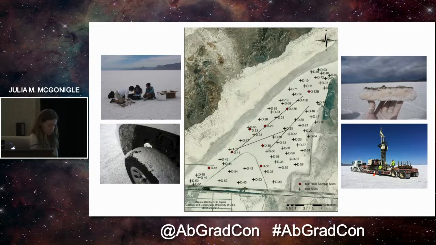These are the sites that we sampled, in red right here. This black line is the racetrack. We tried to get samples on and off the racetrack, in a transect across the entire area.